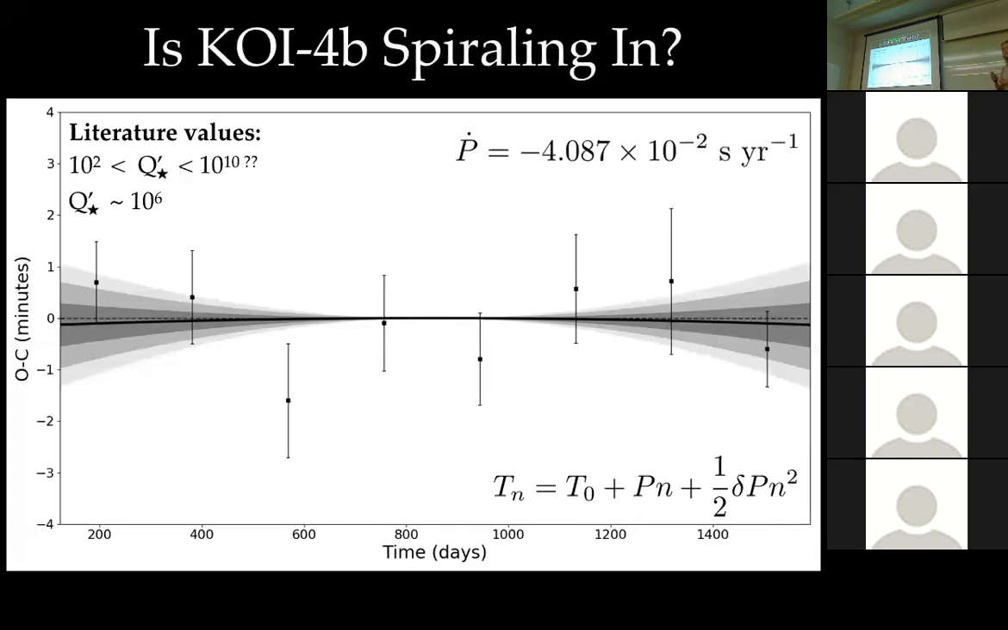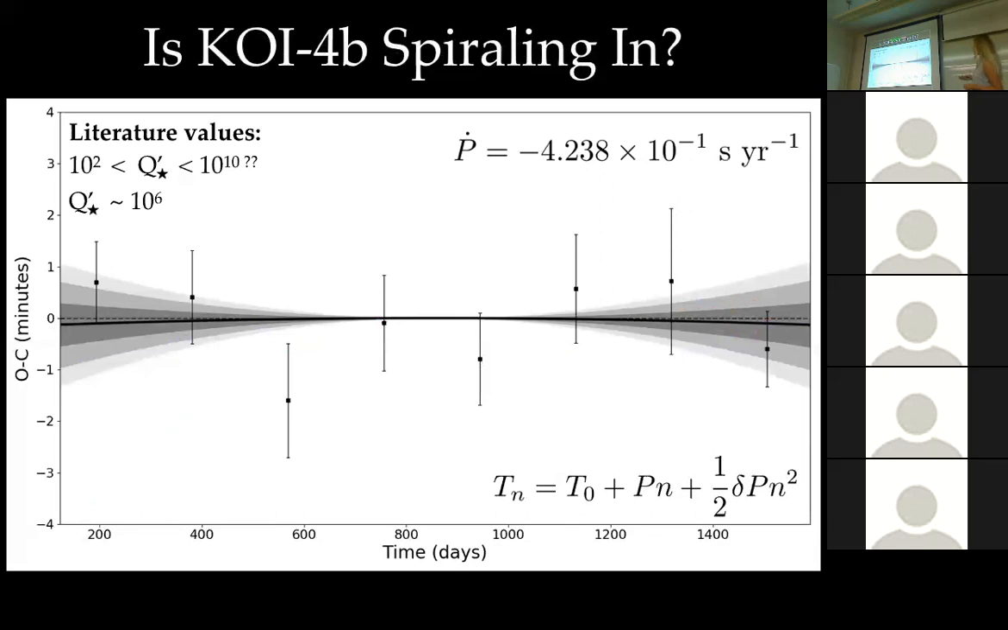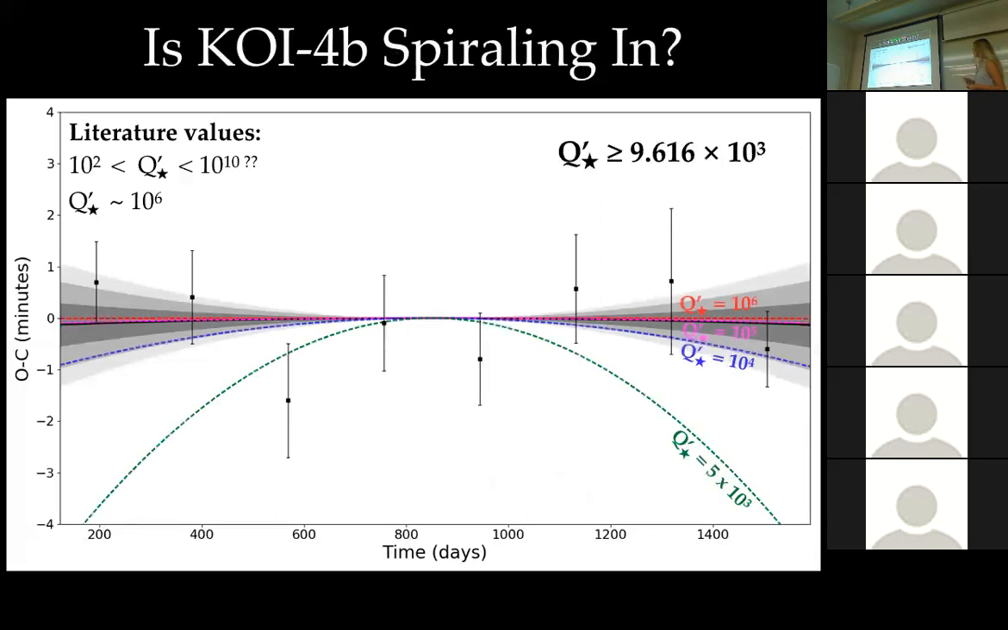And then by plugging it back into that equation I showed earlier, we can actually put a lower limit constraint on this tidal quality factor in more evolved stars. So at 3 sigma, the decay rate is about 0.4 milliseconds per year, and that corresponds to a tidal quality factor of about 10 to the 4. I've added some other literature values here so you can see that the analysis clearly rules out some of them.